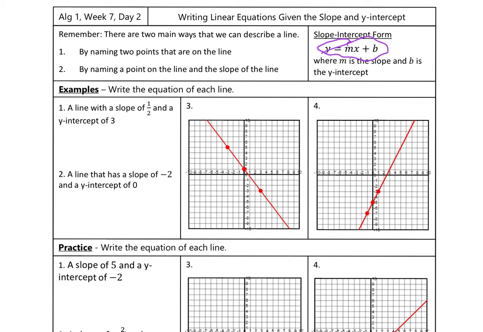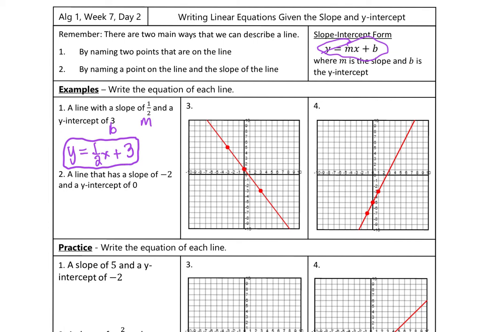Hopefully you're pleasantly surprised. So example 1, a line with a slope of 1/2 and a y-intercept of 3. Well, slope of 1/2, so m is 1/2, and a y-intercept of 3. Since they told us the y-intercept, that's b. If they don't tell us the y-intercept, this becomes a more complicated problem, and that's what we're gonna do tomorrow. But, start off easy. So all we need to do here is write y equals 1/2 x plus 3. And that right there is our answer.